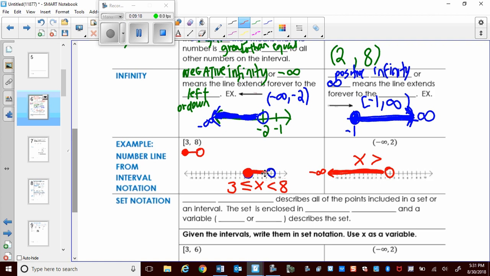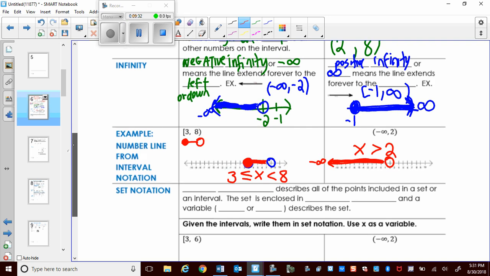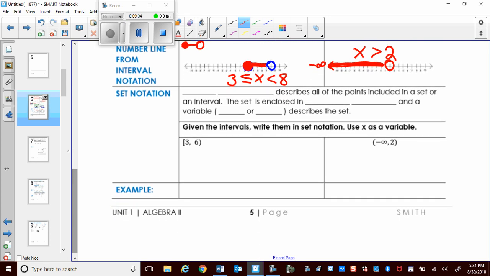This 2 is greater than all of those numbers. Okay? That's how you graph a number line using interval notation. Now, I briefly threw set notation in without really talking about what I was doing just now. But set notation is just another way of describing an interval.